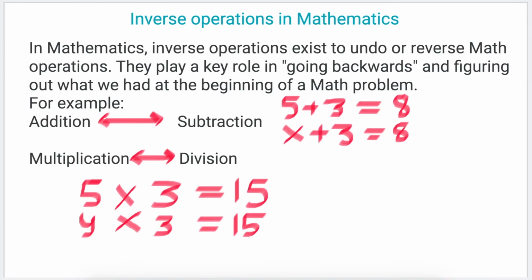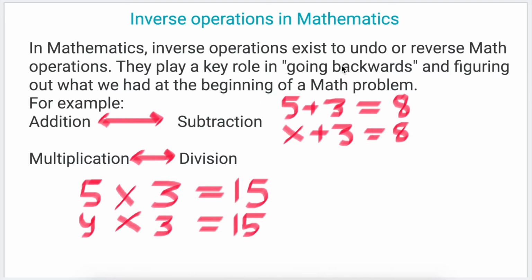Inverse operations exist in mathematics to undo or reverse math operations. They play a key role in going backwards and figuring out what we had at the beginning of a math problem. So addition and subtraction, those two functions are inverse operations. That means if you want to undo addition, use subtraction. If you want to undo multiplication, use division, and vice versa.